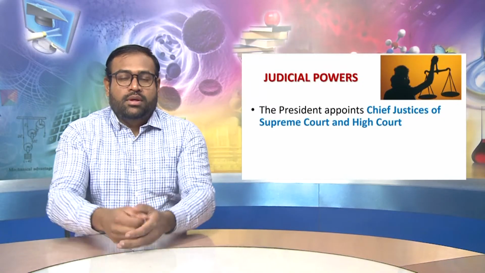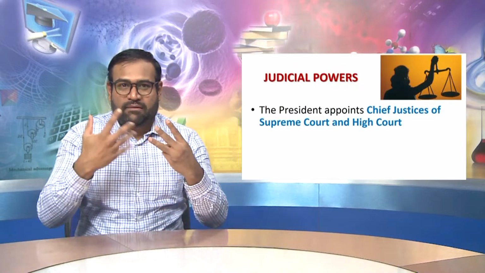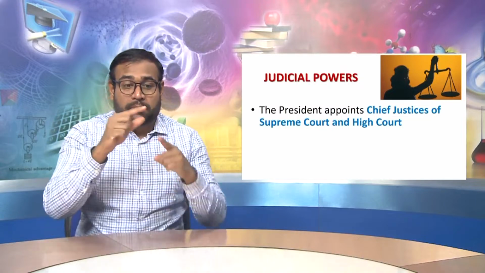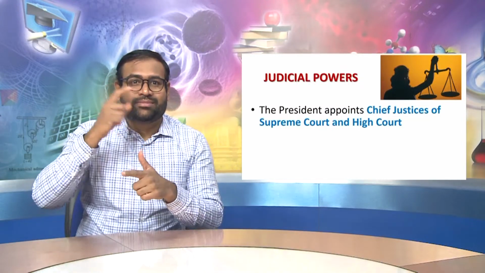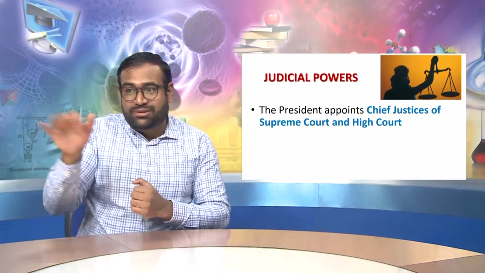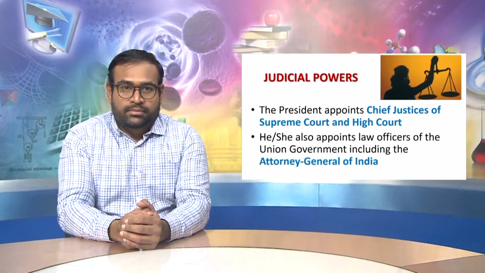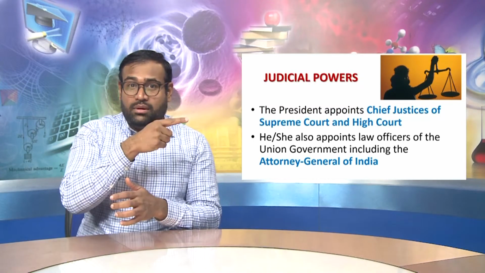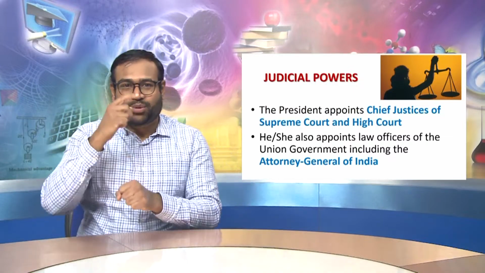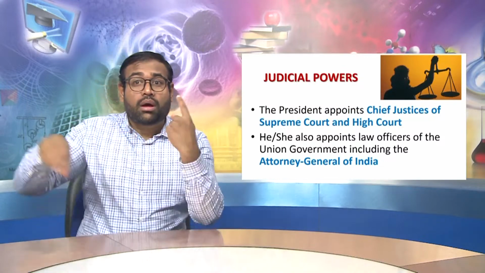Welcome back. We already discussed 3 points. Let's see the fourth one, judicial powers. The President appoints Chief Justice of Supreme Court and High Court. He or she also appoints law officers of the Union Government, including the Attorney General of India.